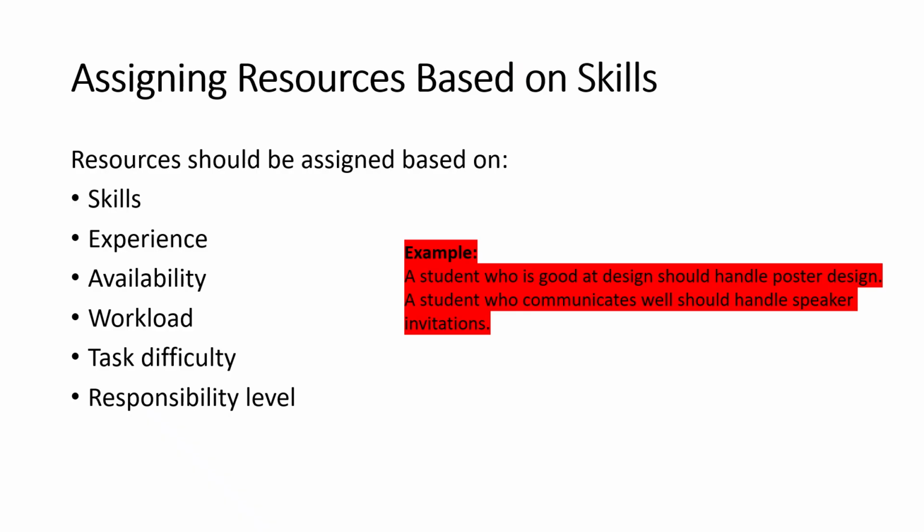Resources should not be assigned randomly. They should be assigned based on skills, experience, availability, workload, task difficulty, and responsibility level. For example, a student who is good at design should handle poster design. A student who communicates well should handle speaker invitations. This approach improves work quality because the right person is assigned to the right task. It also helps reduce delays because skilled team members usually complete tasks more efficiently.